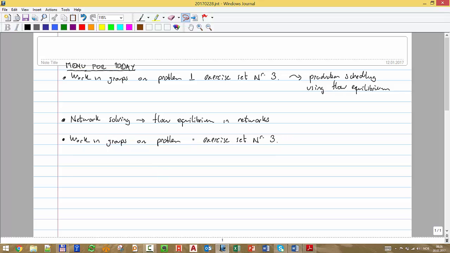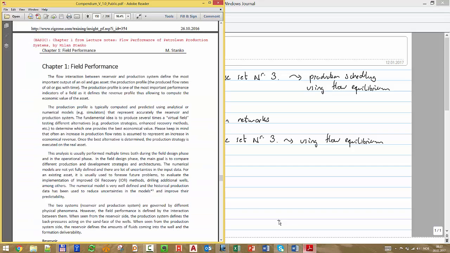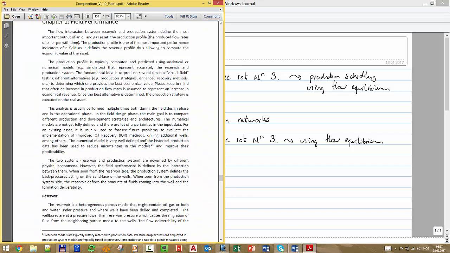I will print it later and we are going to discuss it here. Again, using flow equilibrium. Okay, any questions? No?